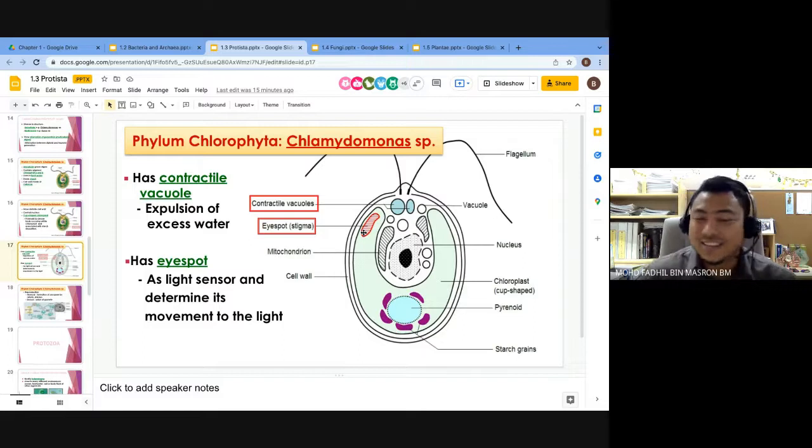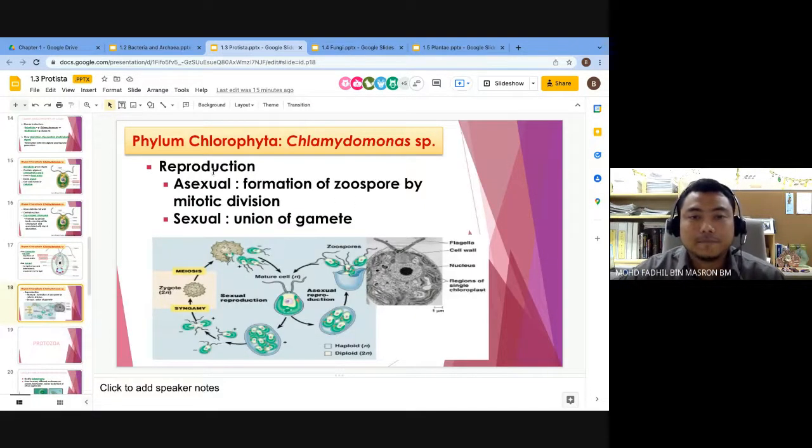Gurau. Okay. So next, dari segi reproduction pula, there are some of them is having asexual reproduction, some of them is having sexual reproduction.